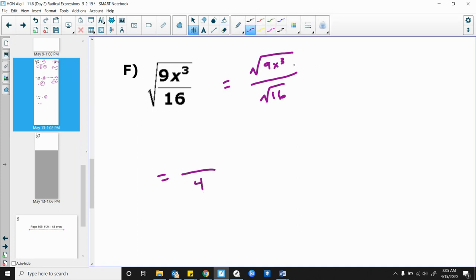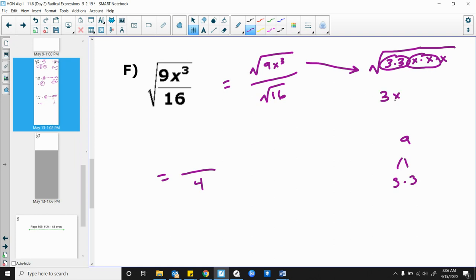All right, and we need to do something with this 9 next to the third. Well, here's what we can do here. I would write it out. Radical 9, if we do our factor tree, it's just going to be 3 times 3. So we're going to have 3 times 3 times x times x times x. Pair of 3s, pair of x's are going to go outside. So I'm going to have 3x on the outside.